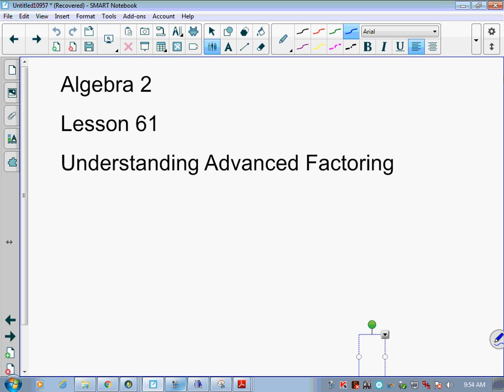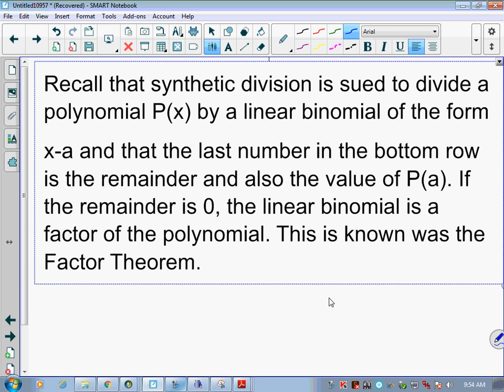Algebra 2, what we're going to be talking about today is understanding advanced factoring. So we're going to look at different factoring methods given more complex polynomials. This starts off on page 436 in your textbook. There's going to be two things that we're going to look at, but I'm actually going to show you more than these two methods for factoring some things down.